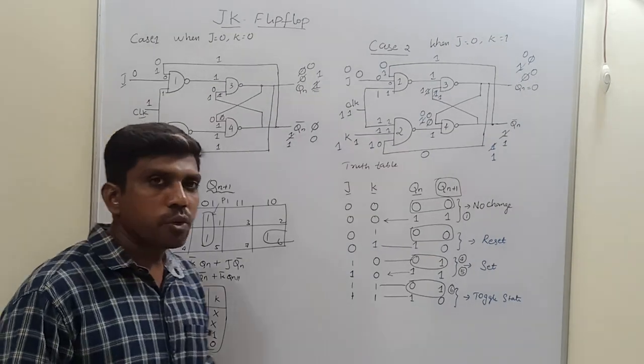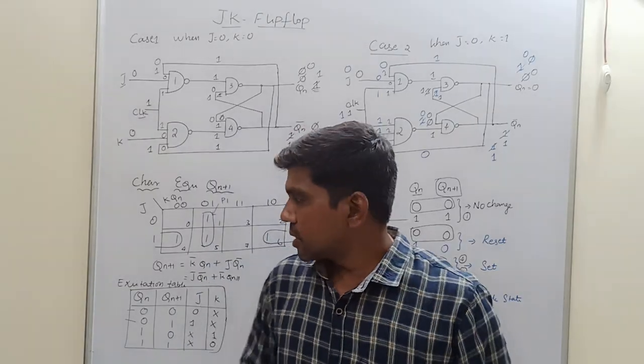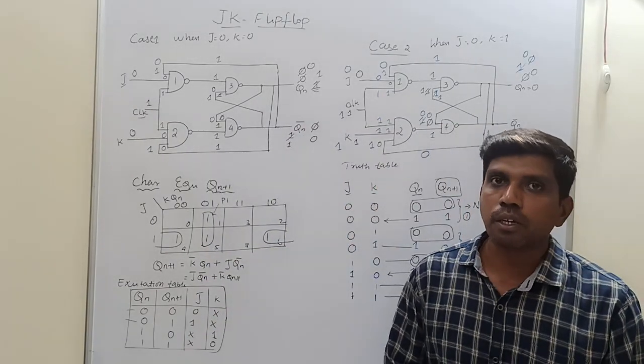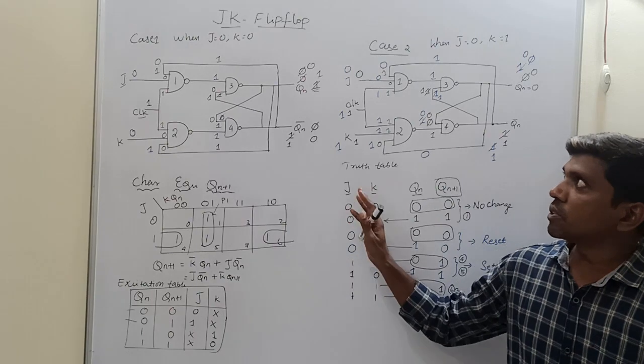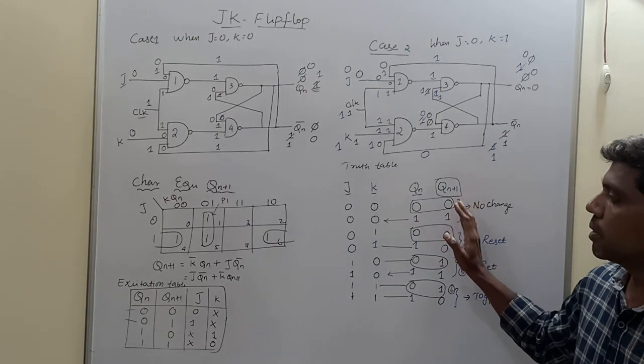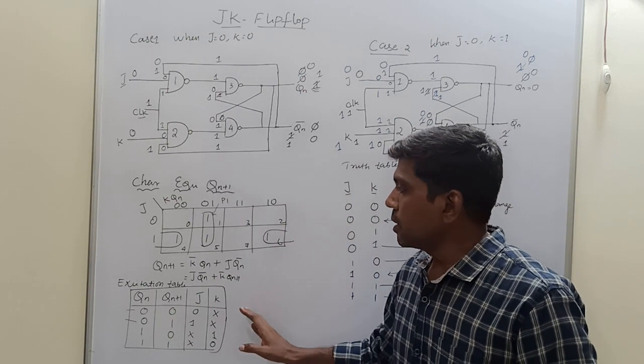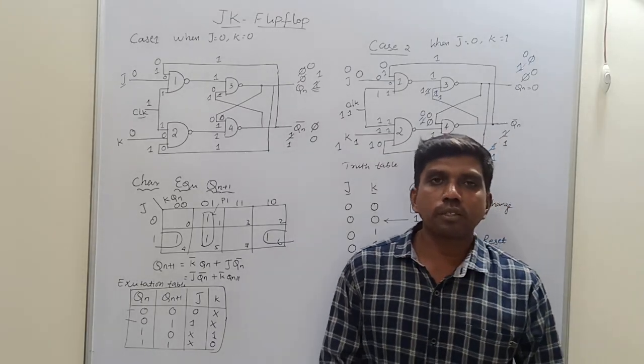So why do we go for realization of flip flops? This excitation table is very important. So far we discussed the operation of the JK flip flop, then truth table, characteristic equation, excitation table. I hope you understand the concept very well.